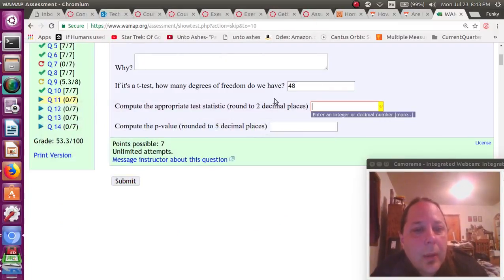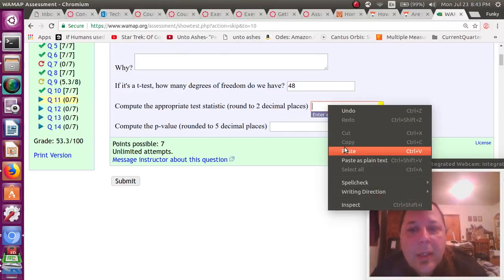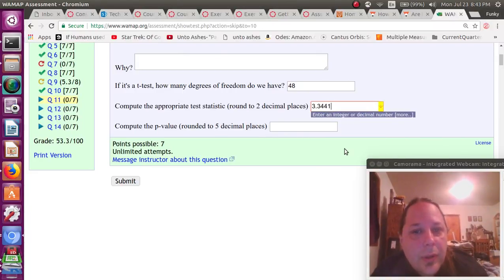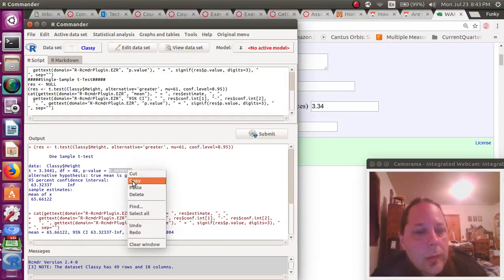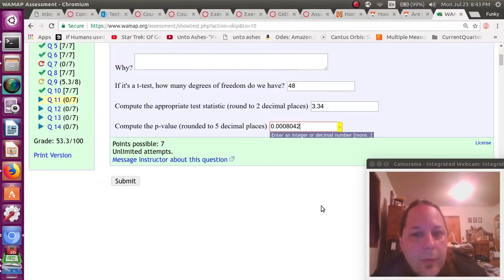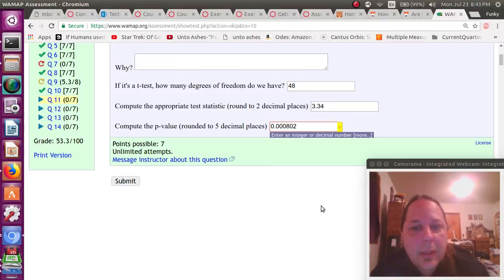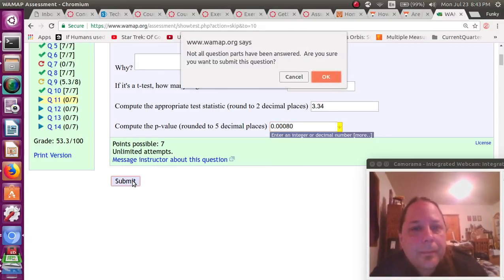Copy. Compute the appropriate test. There it is. Round to 2 decimal places, and then 5 decimal places for the p-value. Five places. So 1, 2, 3, 4, 5. Okay, so I don't need that. And then submit.